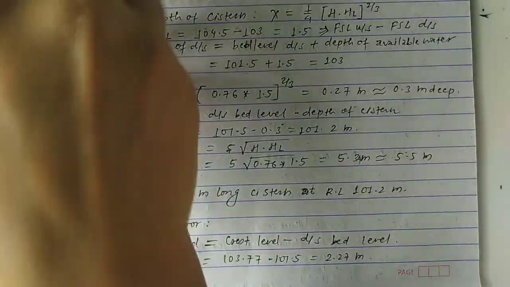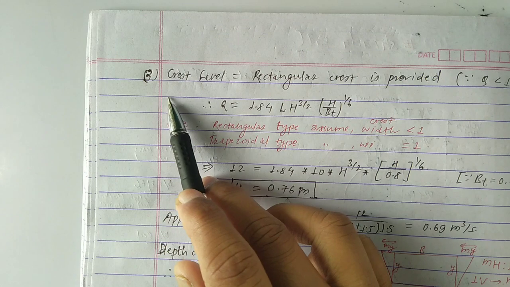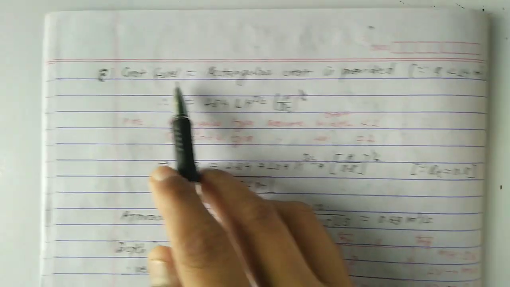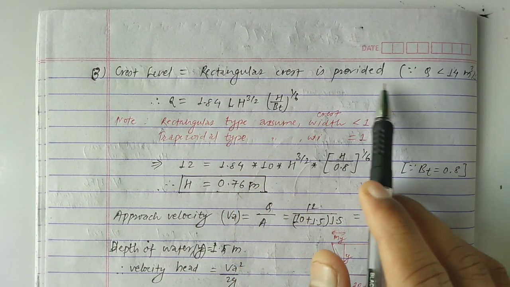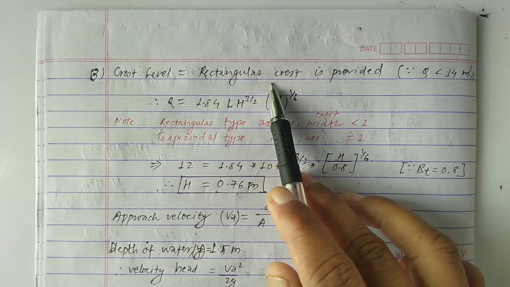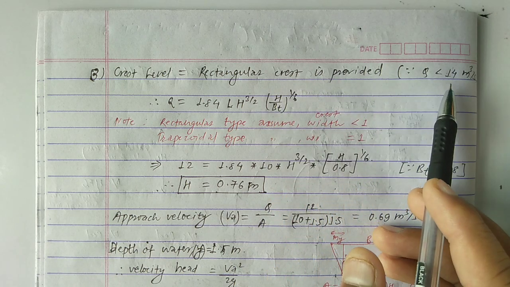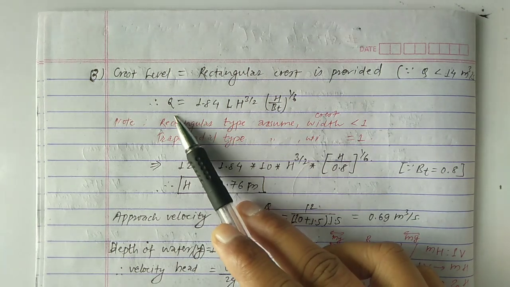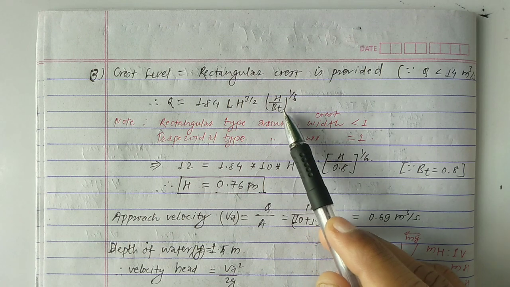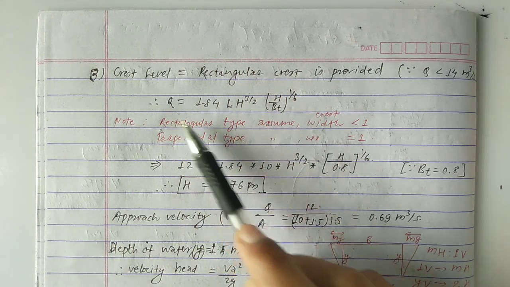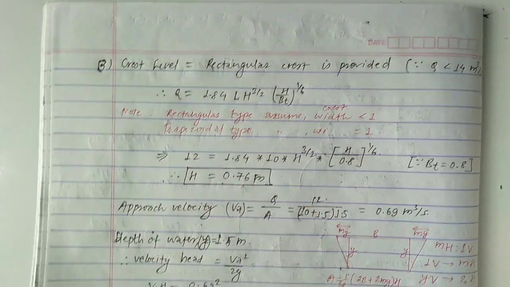Now let's see the third number. In the design steps, third number, we have to calculate the crest level. Here a rectangular crest is provided, because we have a discharge of 12 meter cube per second, and this is less than 14. We use this formula, Q equal to 1.84 L H to the power 3/2 into (H by BT) to the power 1/6. Why do we use this formula? Because we have already provided a rectangular crest.